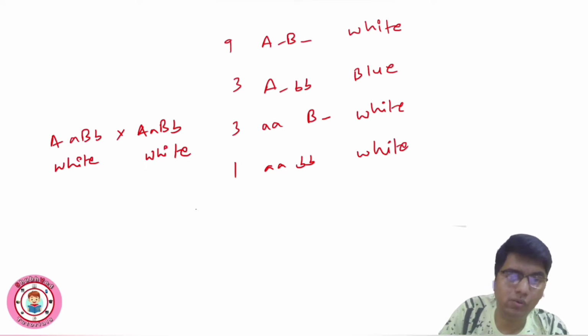Thus the ratio is 13:1. 13 are white and, sorry, 13:3. 13 are white, 3 are blue. Got it? Then next.